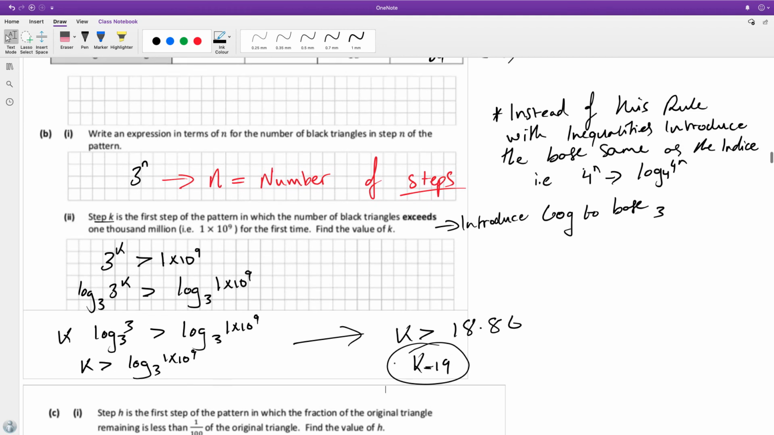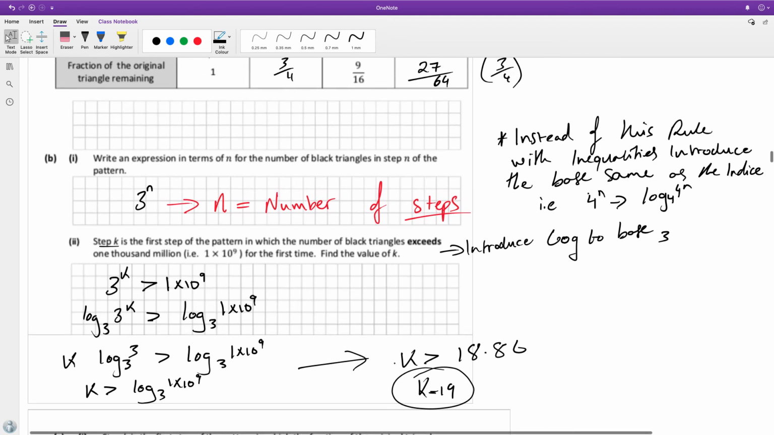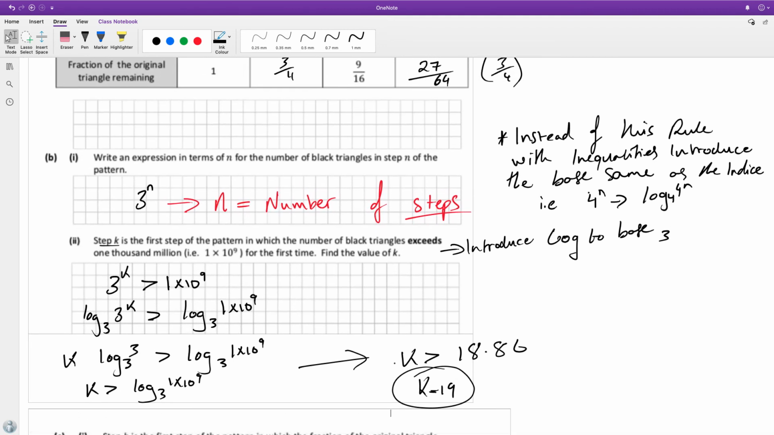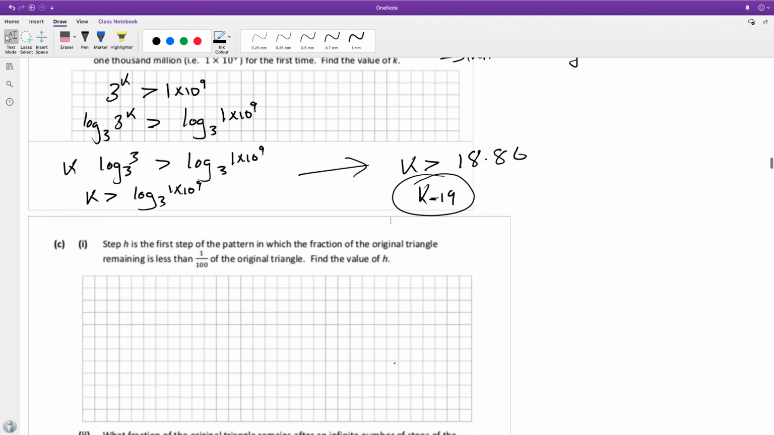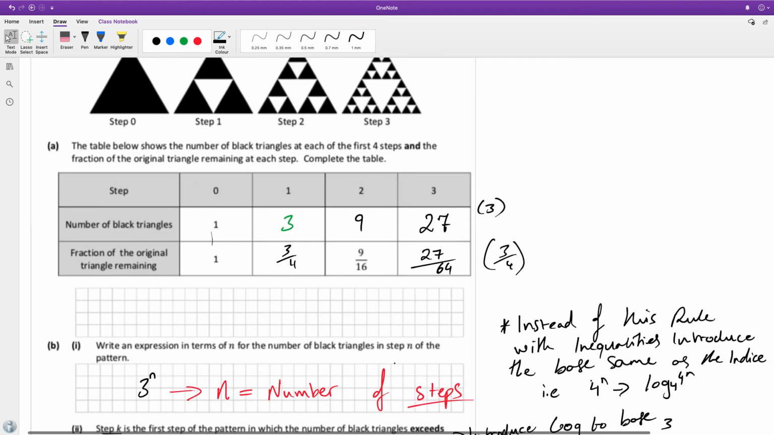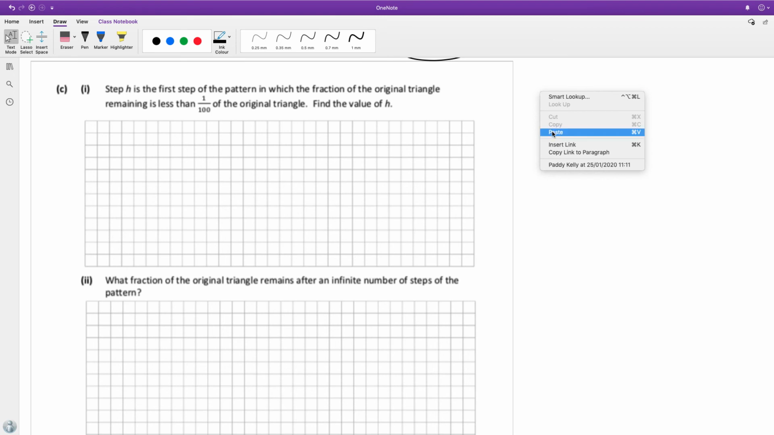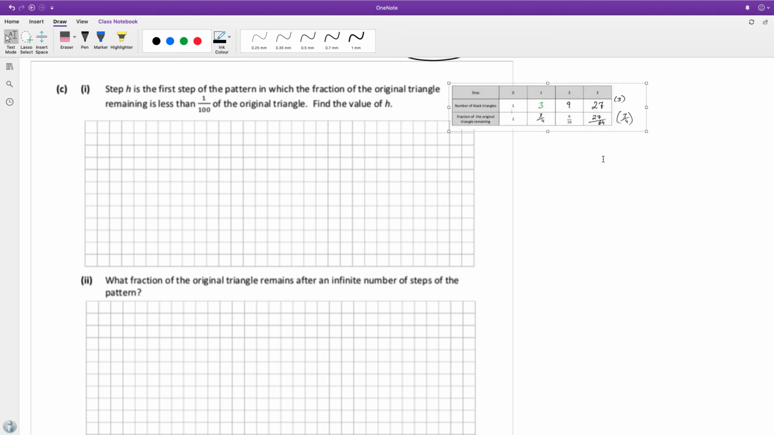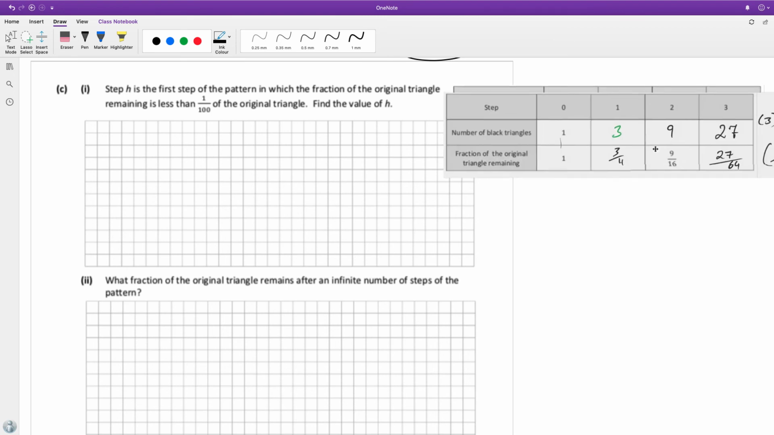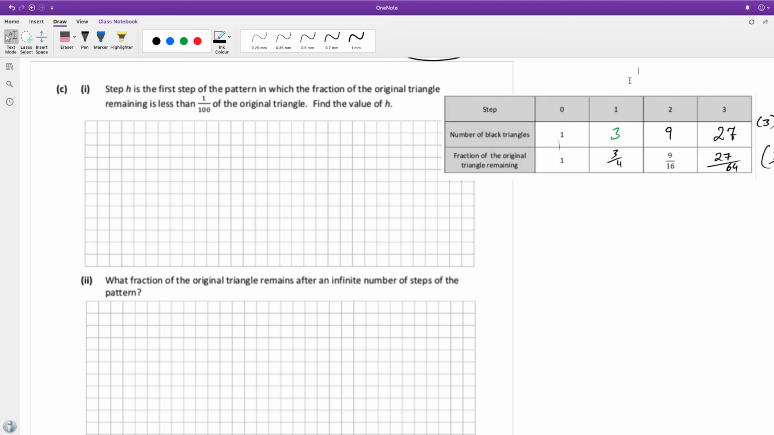So up here we were dealing with the number of black triangles. Down here we're dealing with the fraction of the original triangle. So instead of dealing with the step and the top, we're dealing with the step and the bottom. We were dealing with the number of black triangles the last time. We were dealing with 3 to the power of n.